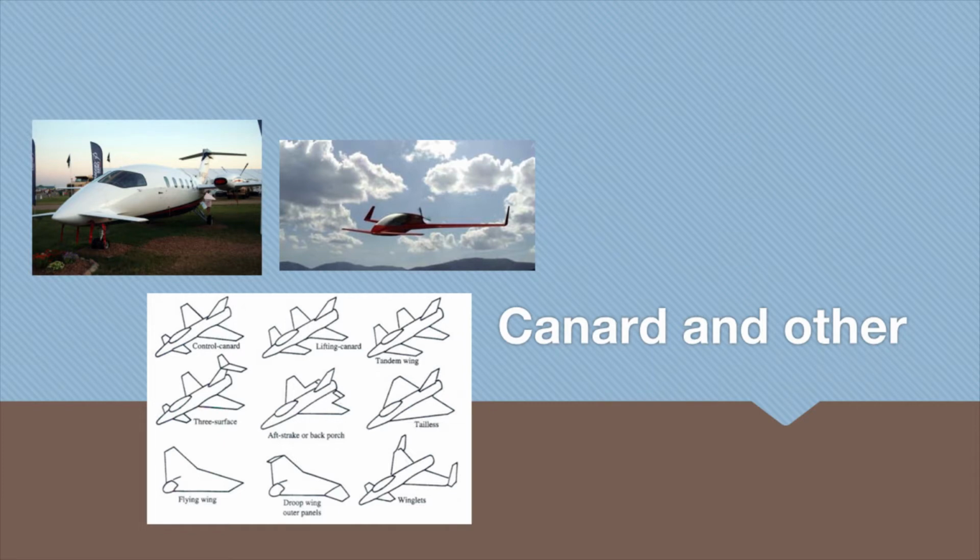For canard configurations, actually there are quite a number of them, such as the control canard, the lifting canard, tandem, free surface, and so on. In short, a canard configuration is putting the horizontal stabilizer in front of the main wing instead of putting it after it.